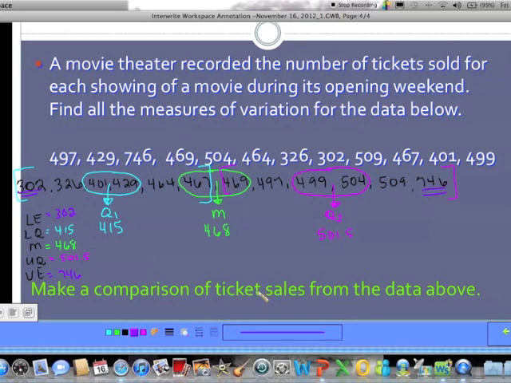Now, they also asked us for the range and interquartile range. And remember, range is my upper extreme minus my lower extreme. So that's going to be 746 minus 302, and that gives me 444. And then my interquartile range, my IQR, is the upper quartile, or Q3, minus the lower quartile, or Q1. And when I subtract those, I get 86.5.